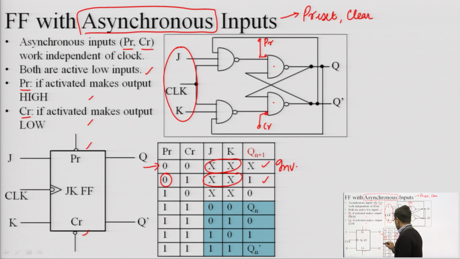Similarly, for the third case you can see that now clear is 0. Clear is 0 means clear is activated, so the output will be 0. J and K inputs do not matter.